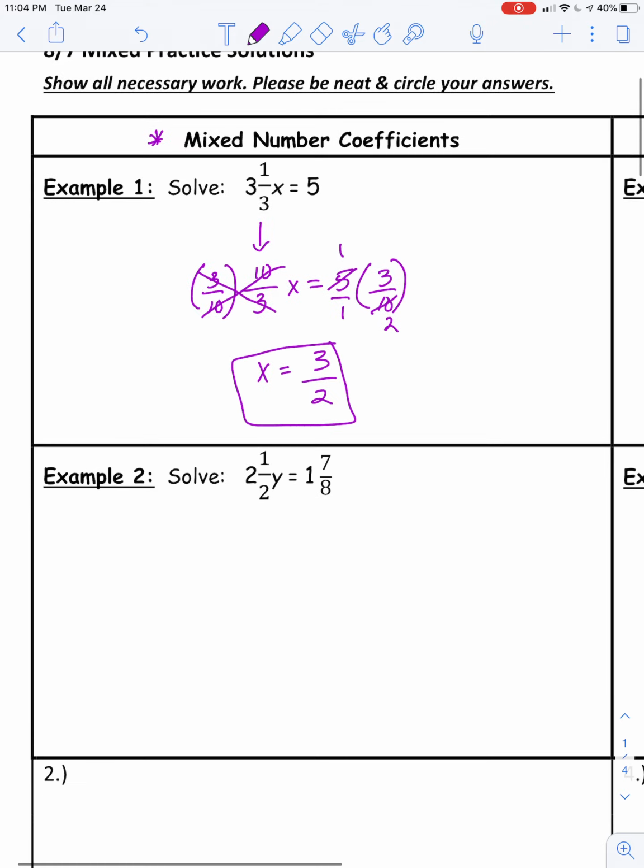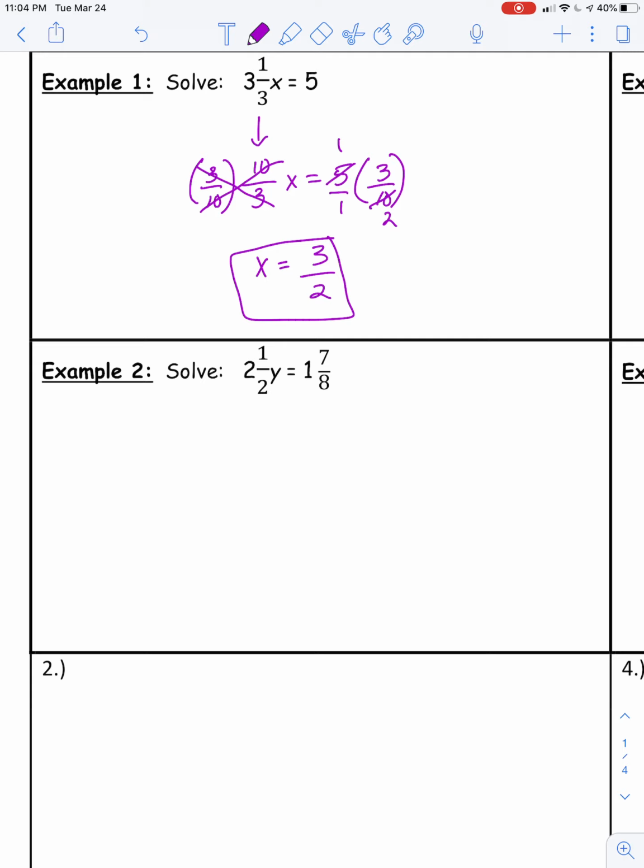Let's look at example 2, which is right below that. It's the same style of problem. We're going to look here.